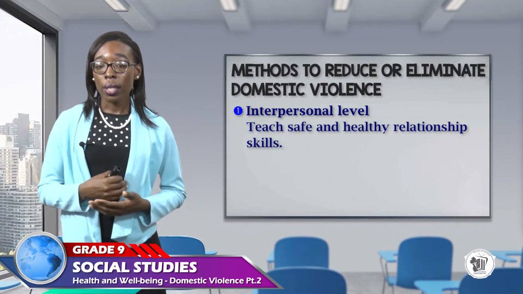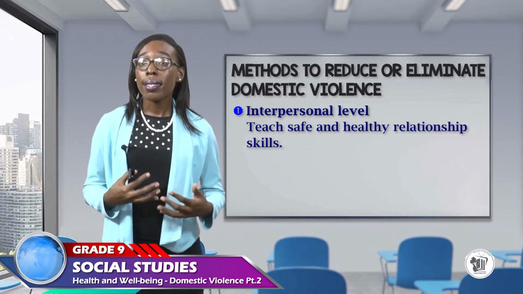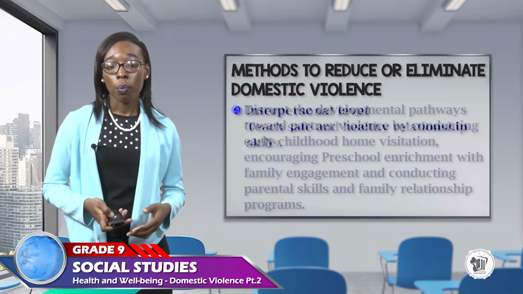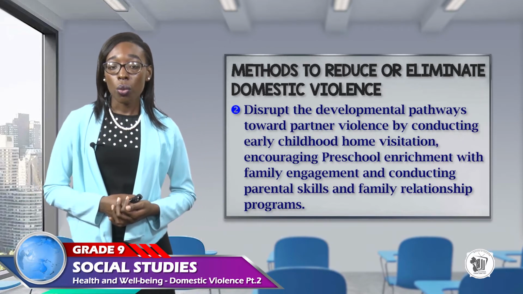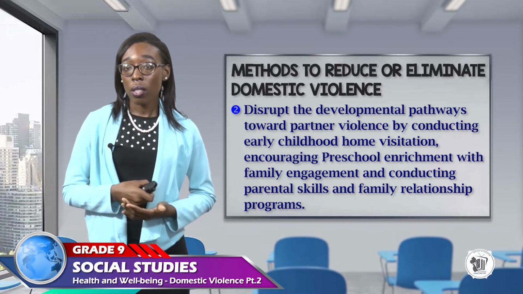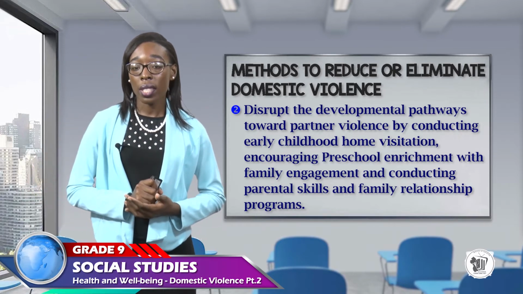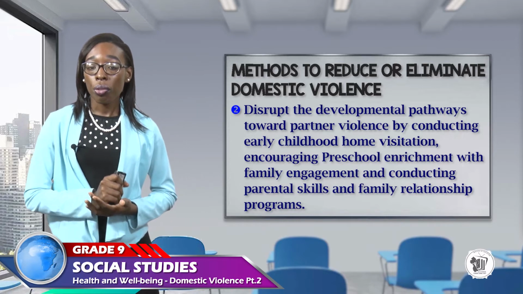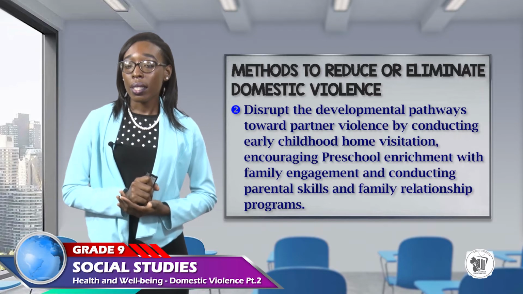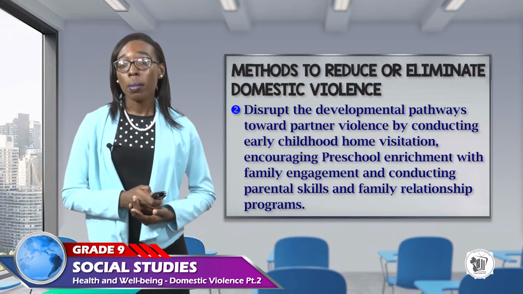At the interpersonal level, we ought to teach and practice safe and healthy relationship skills. The second method that we can use is to disrupt the developmental paths towards partner violence by conducting early childhood home visitation, ensuring preschool enrichment with family engagement, and conducting parental skills and family relationship programs.